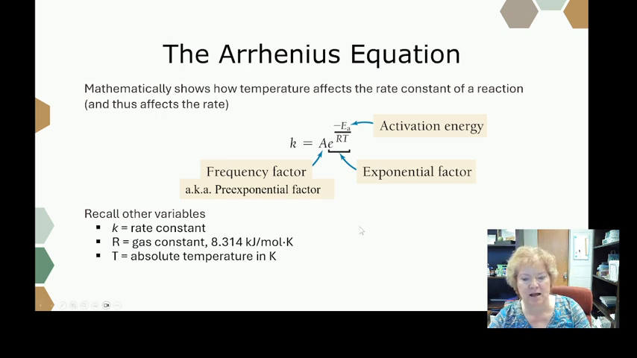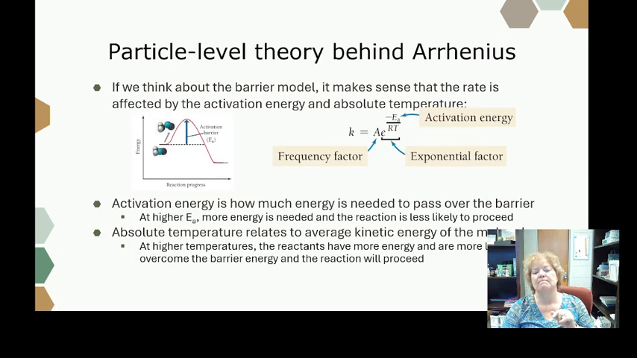All right, but let's now see how I can use the Arrhenius equation. It's kind of complicated, right? We don't like exponents. So again, what's going on? If we think about the barrier model, it kind of makes sense that the rate is affected by this activation energy and the absolute temperature. So the higher the activation energy, the slower the rate. Makes sense because it's got to get that much energy to get up there.